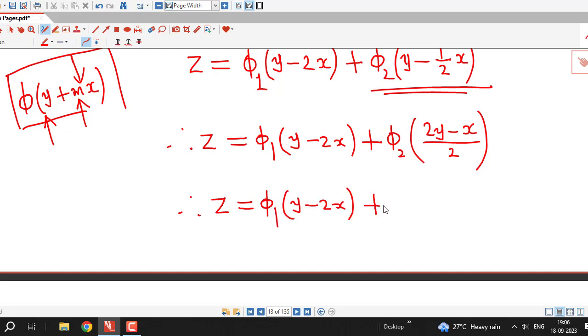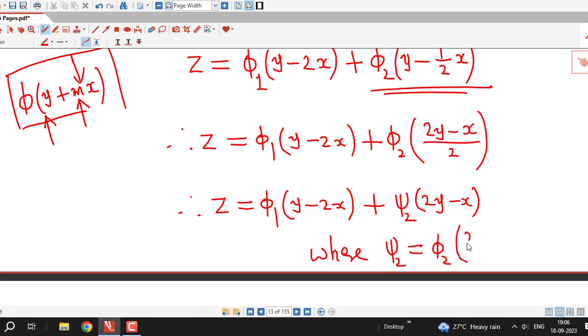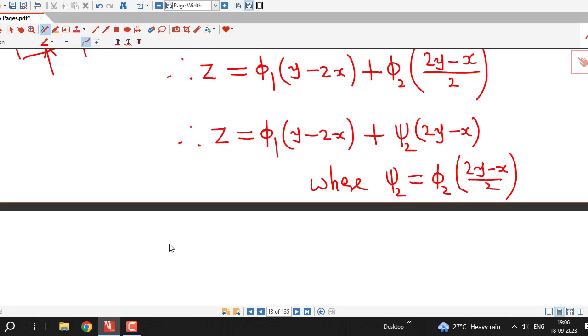and therefore we can rewrite our general solution as z equal to phi 1 of y minus 2x plus some other function, say psi 2 of 2y minus x, where this psi 2 function is nothing but this phi 2 of 2y minus x divided by 2. We can ignore this constant, and here the variable is 2y minus x. So we have a function of 2y minus x here. Here we have a function of y minus 2x. And for this phi 1 and phi 2, we have to mention that they are arbitrary functions.